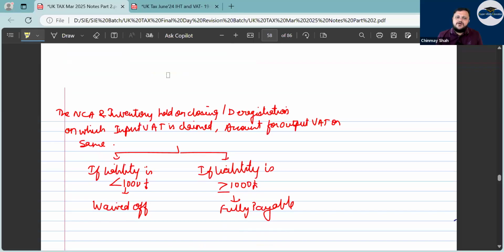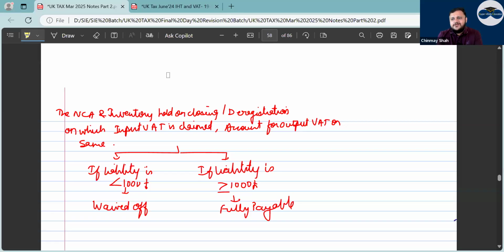Have a look. The non-current asset. Now see, whenever you deregister yourself, whether you're closing the business or your supplies are 83,000 or less, you have claimed some input VAT on some goods, right? And logically you have utilized that input VAT against the output. Now you will not have output to use this input, and that input VAT is nothing but a payment you have to make to the government, correct? So you already utilized it, so that is wrongly utilized. So there is a liability, right?